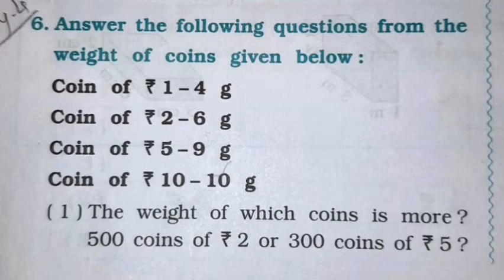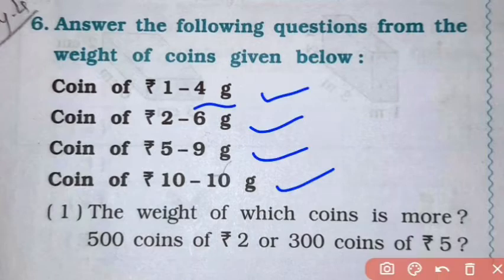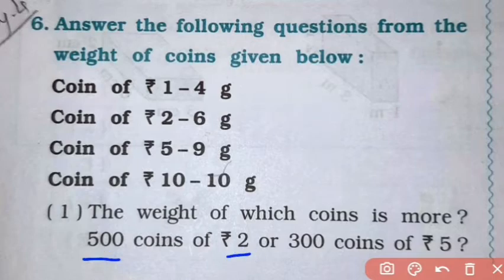The weight of which coins is more? 500 coins of rupees 2 or 300 coins of rupees 5. So here children, first of all we have to find out the weight of 500 coins of rupees 2, and similarly the weight of 300 coins of rupees 5. First we need to know the weight of one coin for rupees 2. It is given here, it is 6 grams. So one coin is 6 grams. For 500 coins, what will it be?